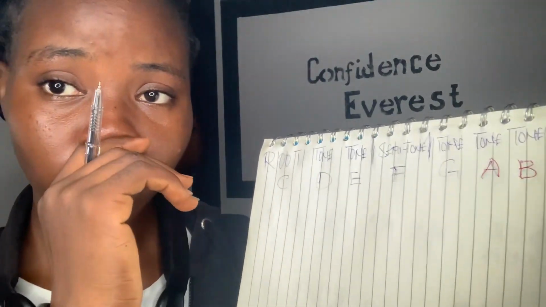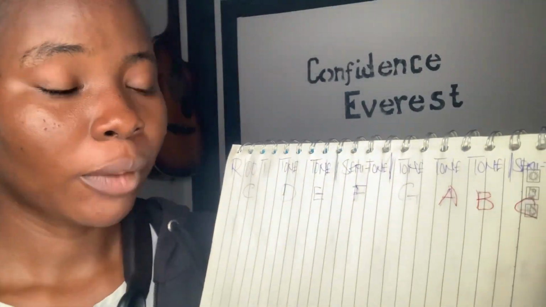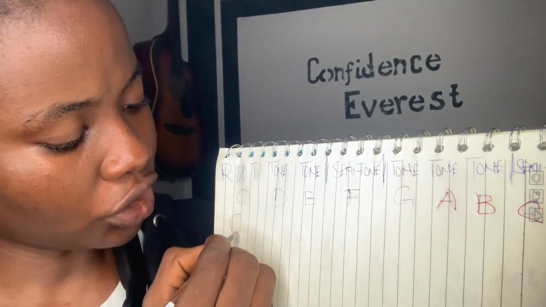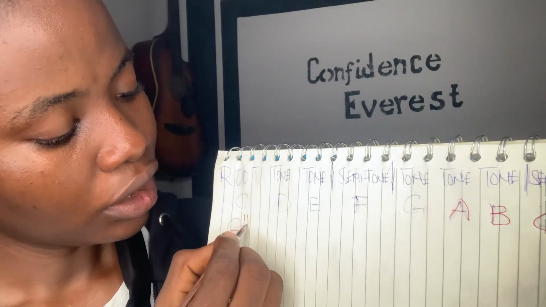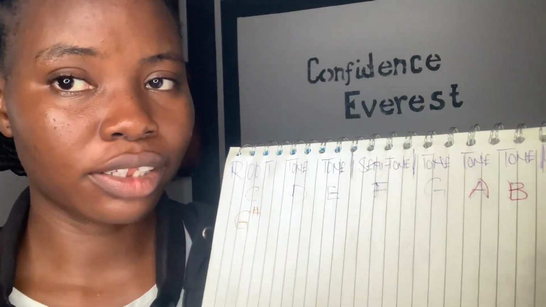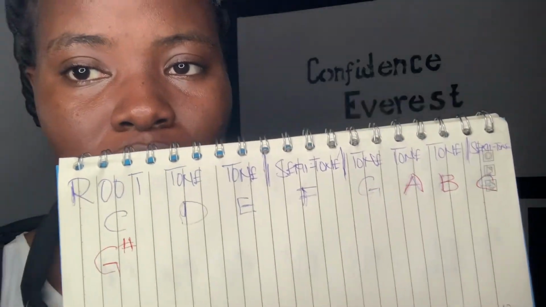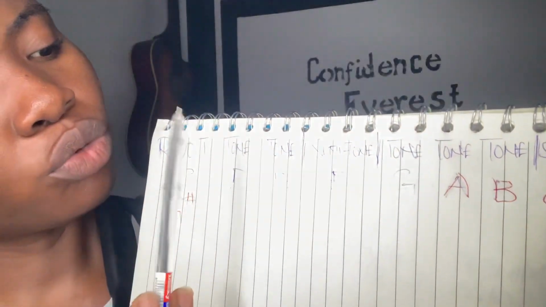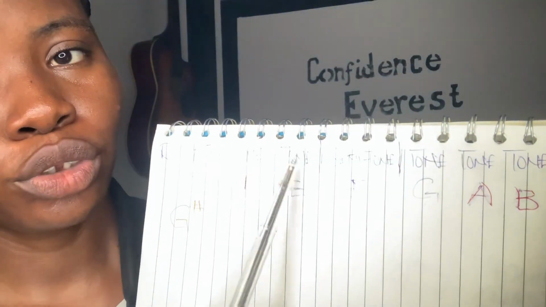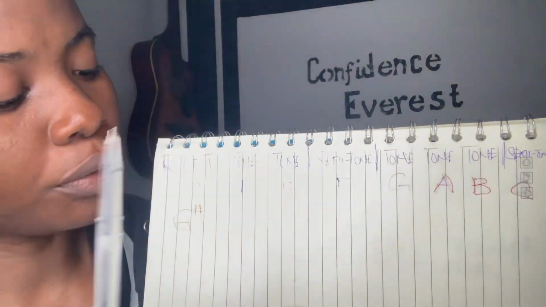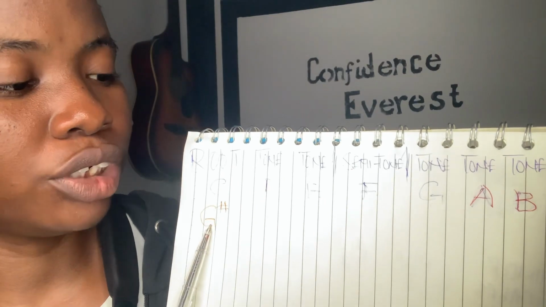Now let's try to form the notes for a minor scale. Let's work on G sharp. G sharp is also known as A flat, but for the purpose of our learning, we'll be working with sharps and not flats. Now, the rule says root, tone, tone, semitone, tone, tone, tone, semitone. Now, our root is G sharp.